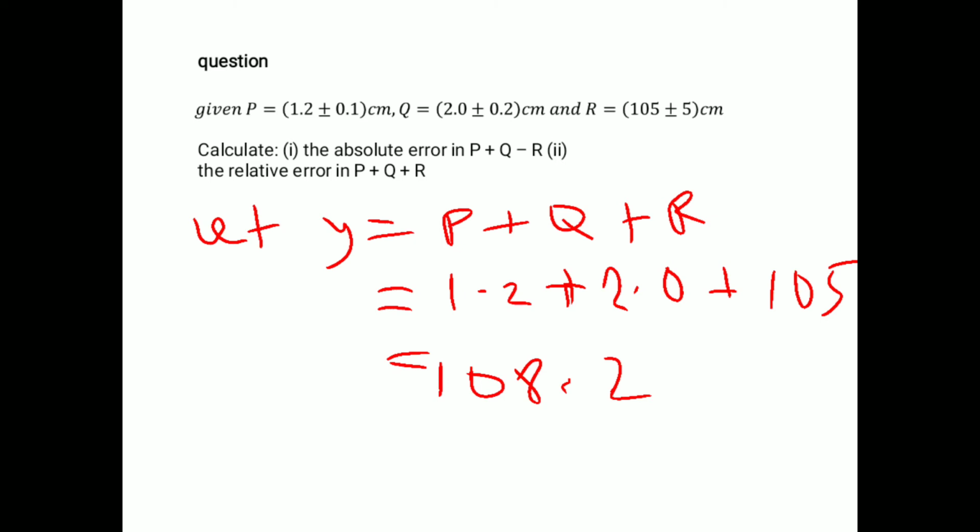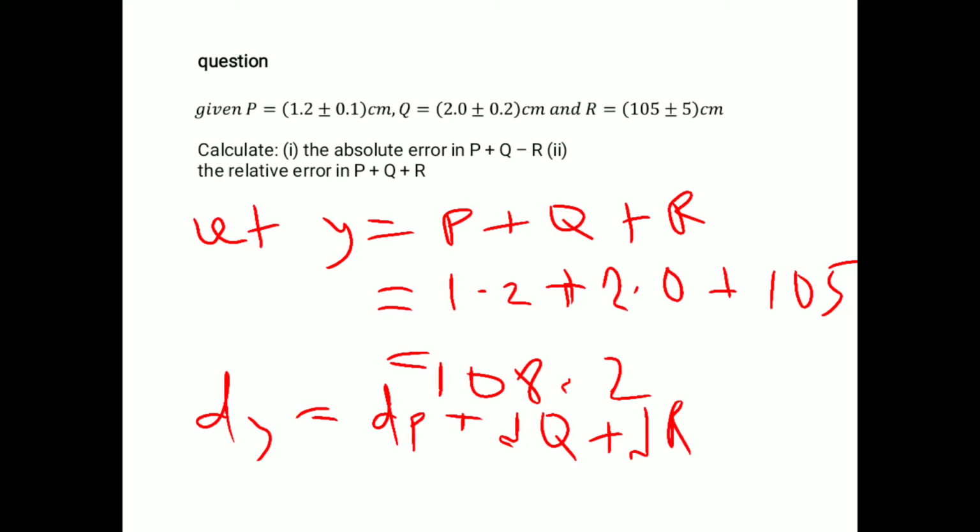So that is the Y, but that's not what we're interested in. We're interested in the error. So what is the error? We've calculated the error. The error in Y is equal to the error in P plus the error in Q plus the error in R, which we've done earlier: 0.1 plus 0.2 plus 5. So that gave us 5.3.